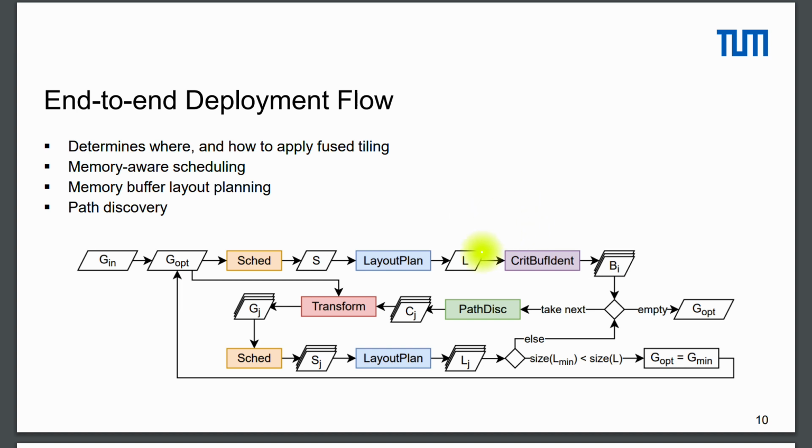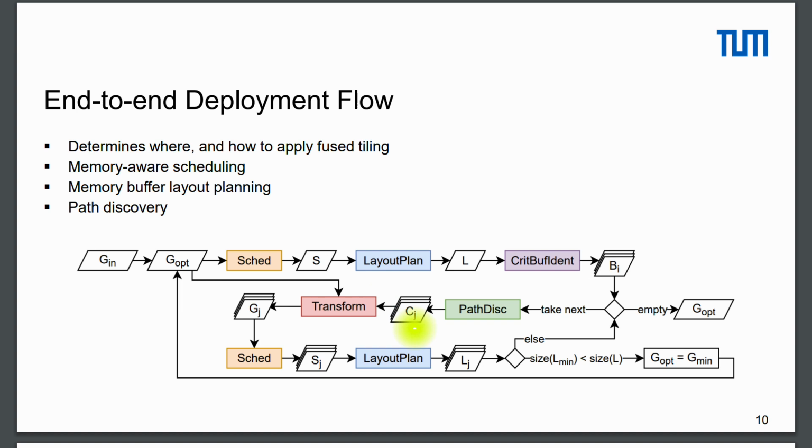Then we select buffers that are relevant for this peak of memory, just looking at the buffers that contribute to this peak memory usage, and then going through them by looking at the largest first. We do this, what we call path discovery, which I will cover in more detail in the following slides. This basically selects tiling configurations that make most sense for this optimization.